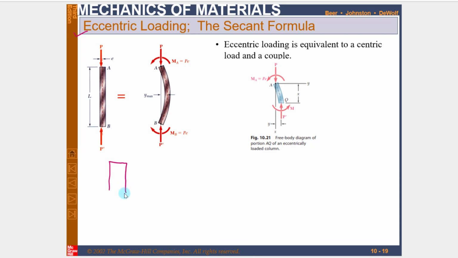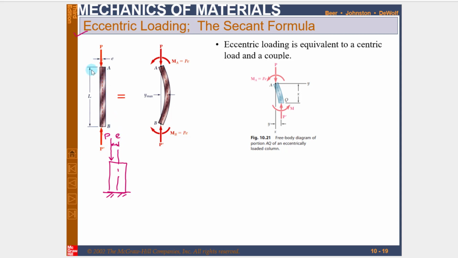You can see this is the column. For example, this is a column having an axis here, and if you apply a load at a distance of E from this center, so this is load P applied at a distance of E from this center, this load is known as an eccentric load. Due to this eccentric load, a moment will be produced in this column.